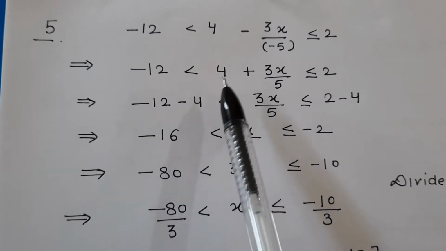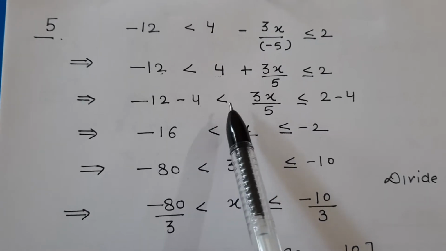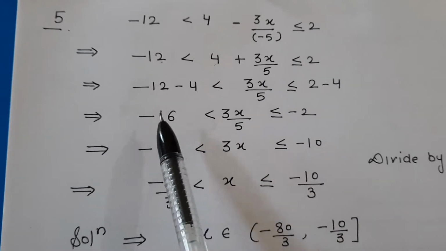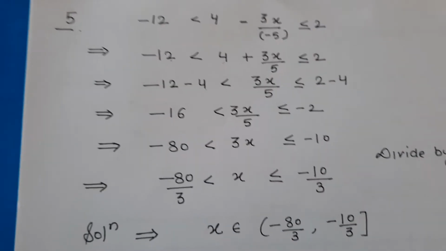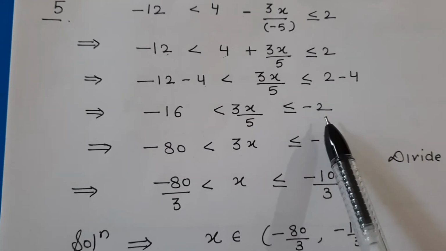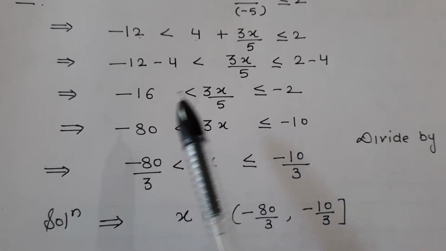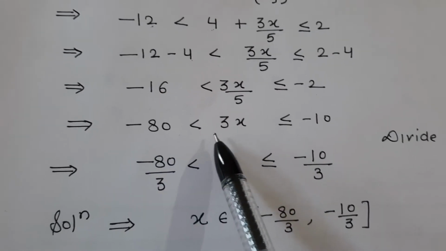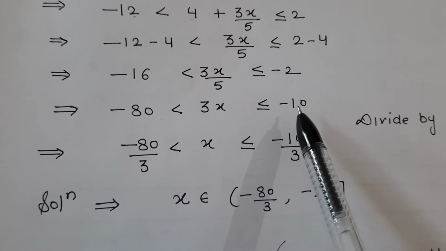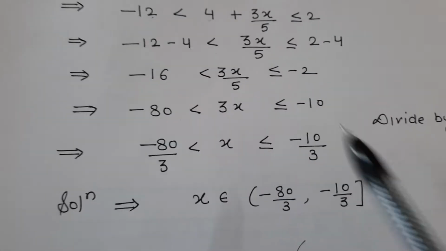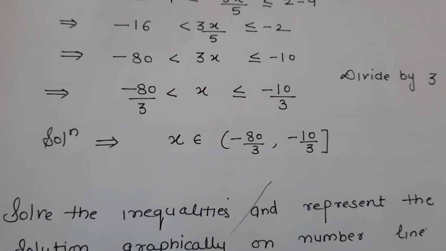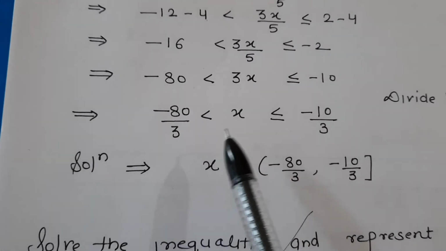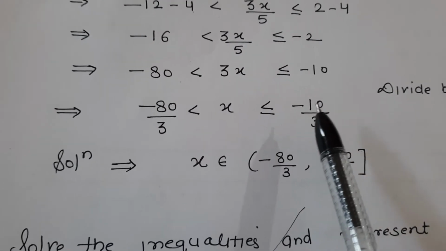We get minus 12, or if you shift 4 here, this is minus 4 less than 3x upon 5. Same here, 2 minus 4. You get minus 16 is strictly less than 3x upon 5 less than or equal to minus 2. Right? Now we multiply by 5 on all sides, sign will remain same. So this is minus 80 less than 3x less than or equal to minus 10. Now you have to solve for x. That means we'll divide by 3. 3 is a positive number, so sign will remain same. We get minus 80 upon 3 less than x less than or equal to minus 10 by 3.